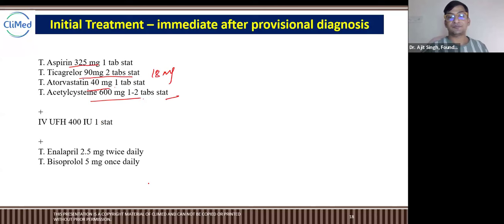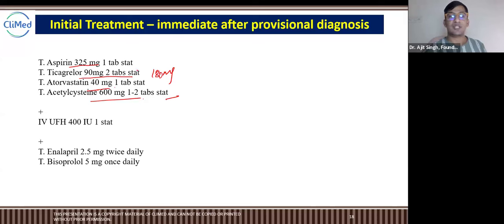What is this? Not to prevent the CIN. Mucolytic is not to prevent the CIN, but to reduce the gastric influxes during the procedure. That's why we give acetylcysteine. Okay, gastric influxes. Yes, guys, tell me, what is the reason?